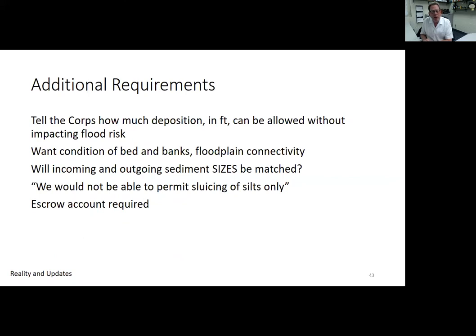So more additional requirements were made, including how much deposition might occur downstream if we were to introduce sediment to the downstream channel. And could we match the grain size distribution of the sediments coming in? The State Department of Water Quality was very interested in matching that. And I explained that we would not be able to move coarse cobbles downstream from the dam. I would be providing turbidity downstream, but not that coarse bed load movement.